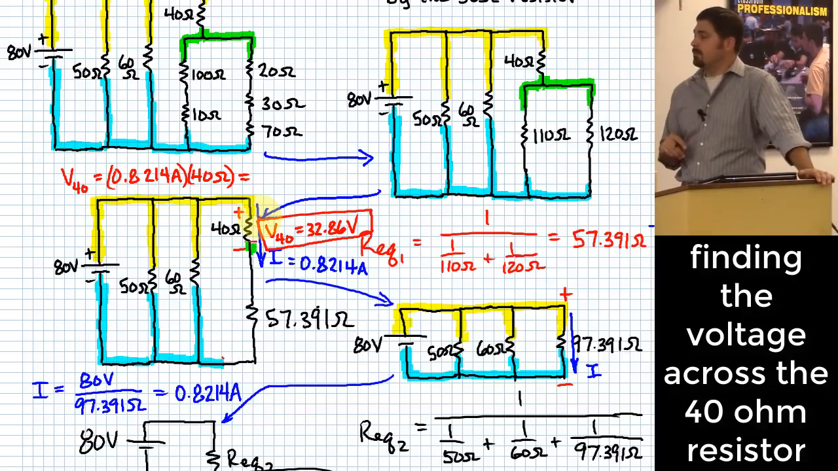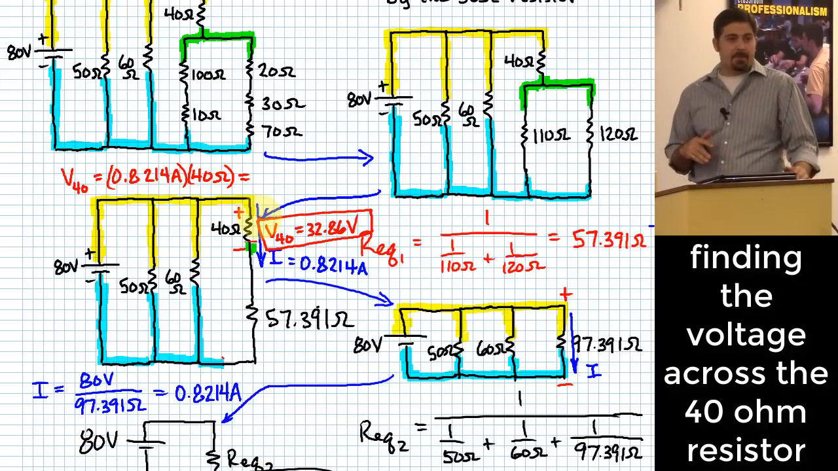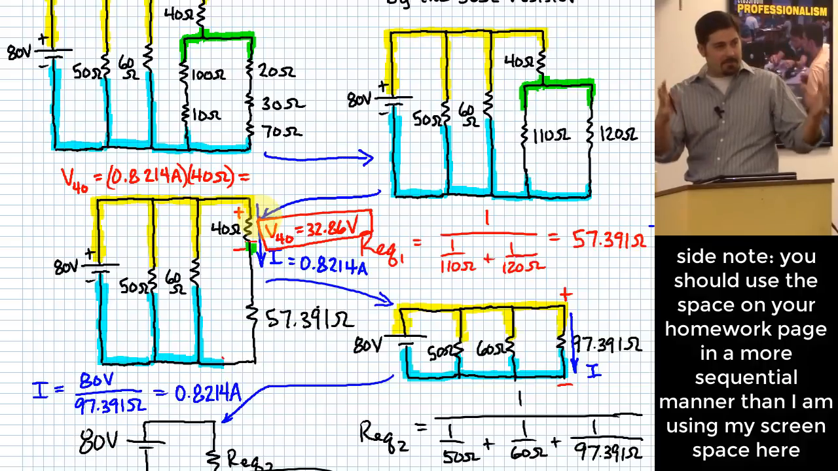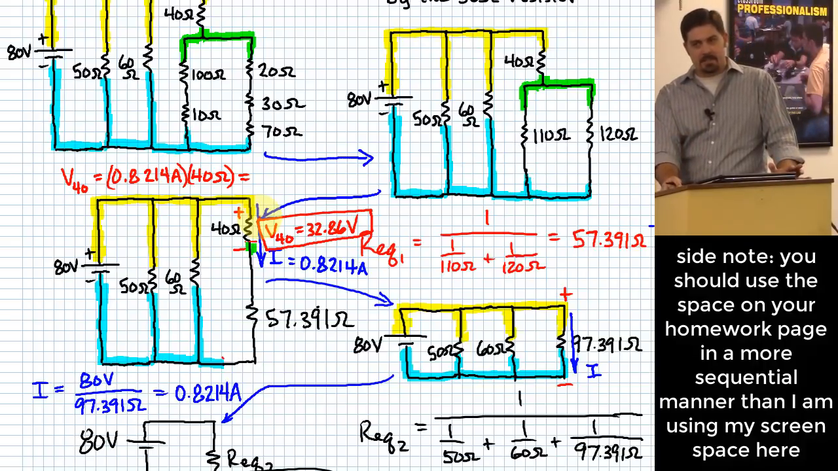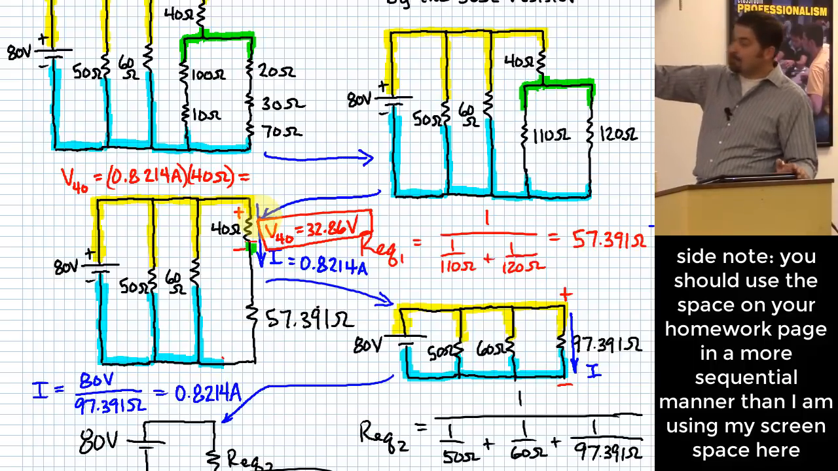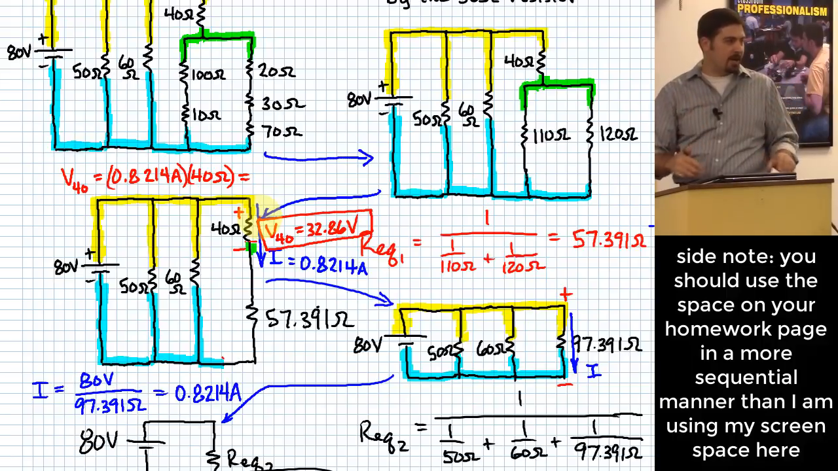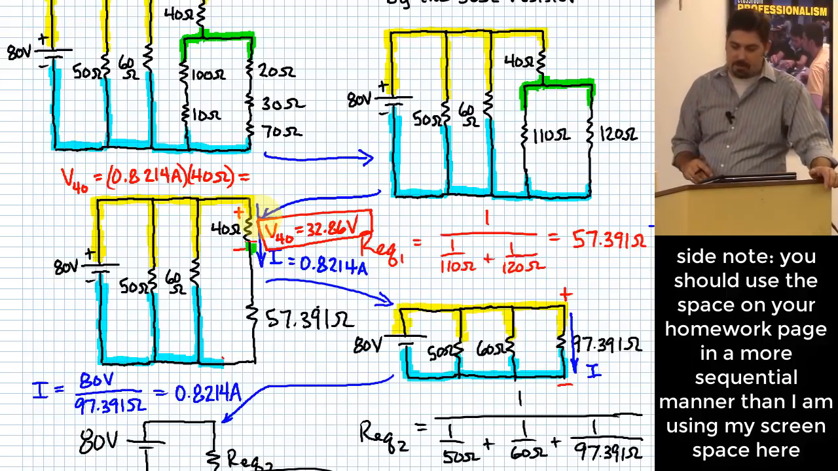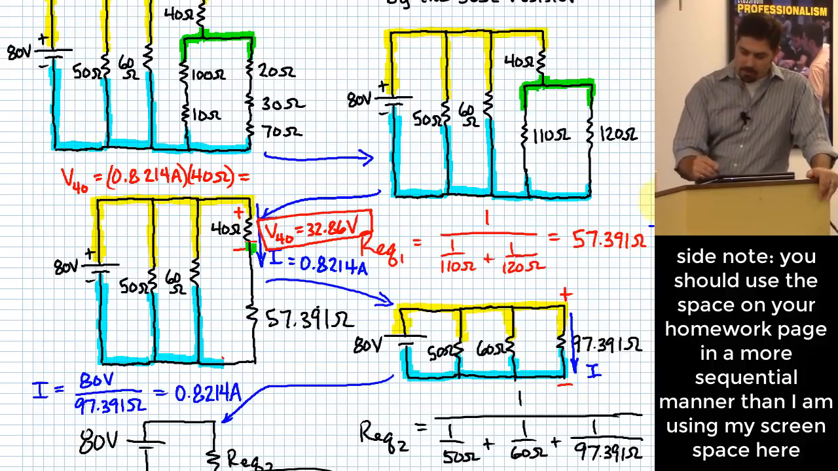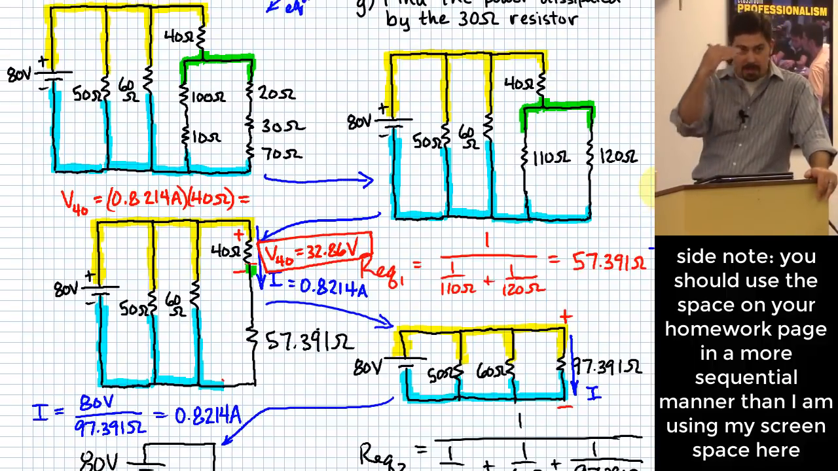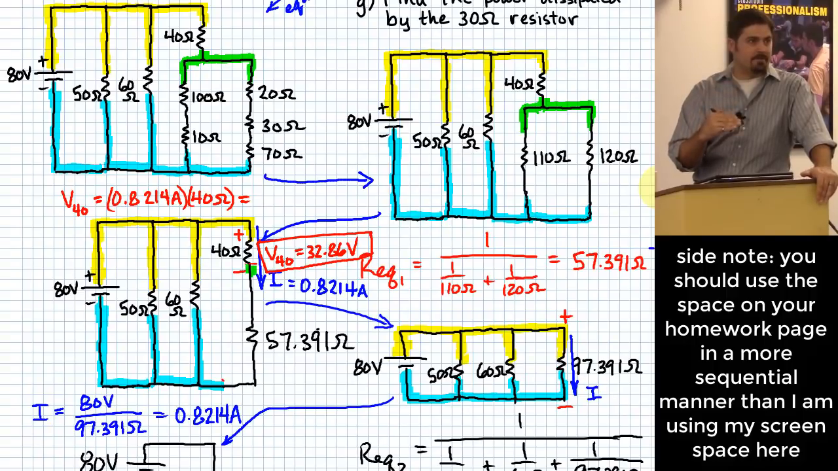By the way, in the interest of time, I'm doing this quickly so you see a lot of stuff on the screen all at the same time so you can know what I'm referencing. This is not how you should do your homework. Your homework should look different than this, but I'm trying to make the whole big picture obvious on the screen at the same time. That's why I'm using my space the way I am. On your homework, a better way is to make it more sequential. But I figured I'd mention that.